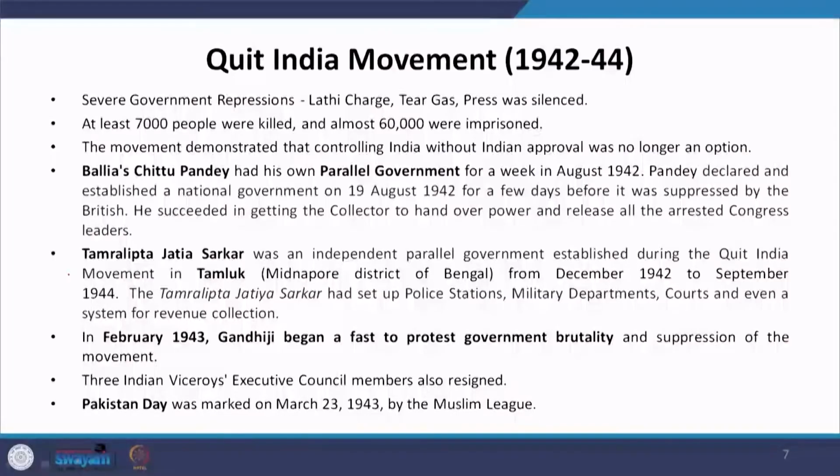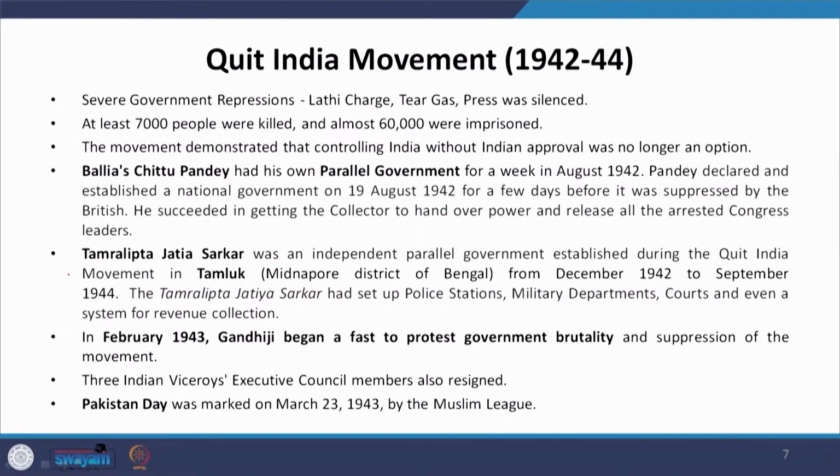So, and then we see certain instances of parallel governments being formed. For example, there are two such instances that we can mention here. One was in UP. Balia's Chittu Pandey had actually established his own parallel government, and it ran for a week in August 1942. Pandey declared and established a national government on 19th August 1942 for a few days before it was suppressed by the British. So, he succeeded in getting the collector to hand over the power and release all the arrested Congress leaders.